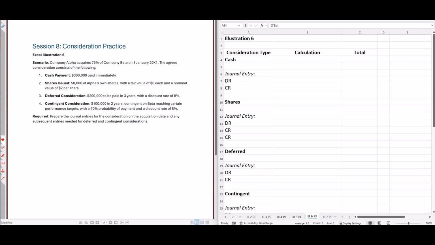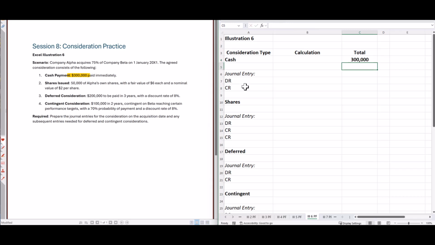Right, okay, hopefully you've had a go at this. Let's take it one by one. So we've acquired 75% of beta. The consideration was 300,000 of cash paid immediately. No working to do for that one.